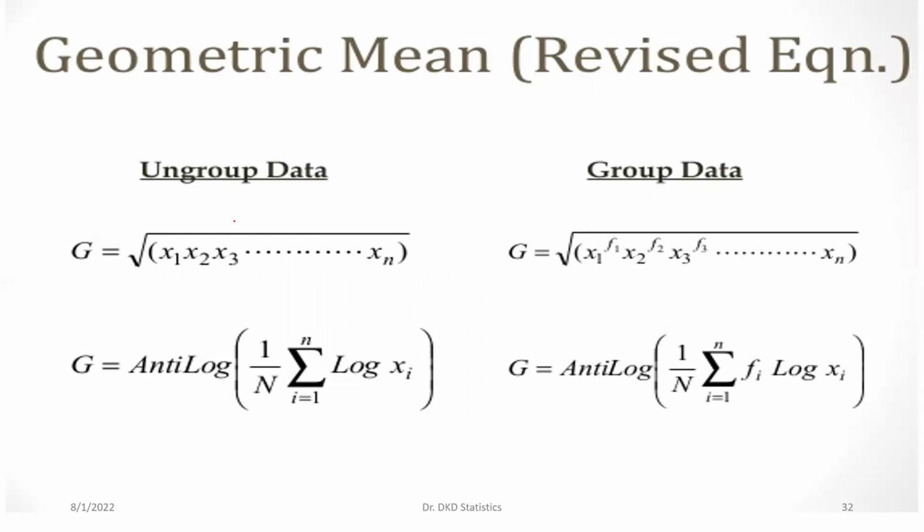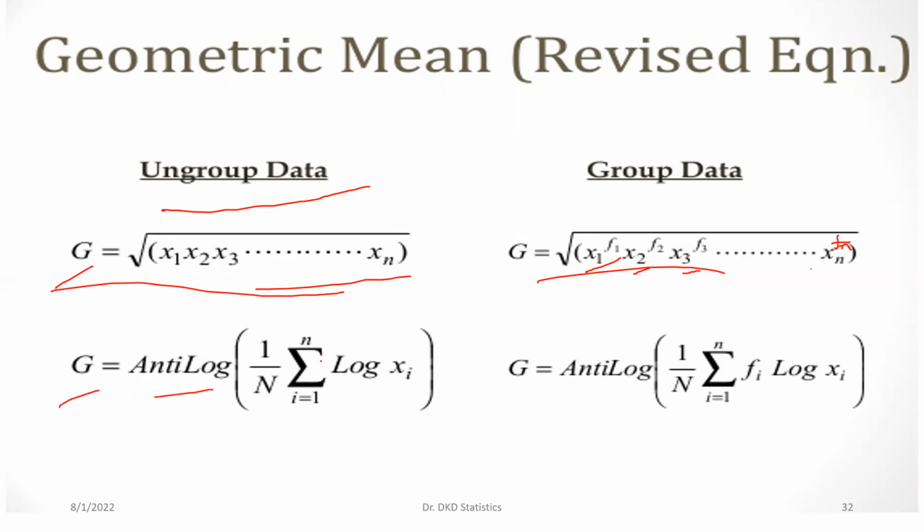Now for ungrouped data, we can use the geometric mean G equal to the nth root of x1, x2, up to xn. We can use this formula. And if we have grouped data, it is x1 to the power f1, x2 to the power f2, up to xn to the power fn, and then we take the nth root. Otherwise, the same thing we can find with the help of logarithms: G equals antilog of 1 by n summation i equal to 1 to n of log xi, or if we have frequency grouped data, antilog of 1 upon n summation i equal to 1 to n of fi log xi. We can apply these formulas.